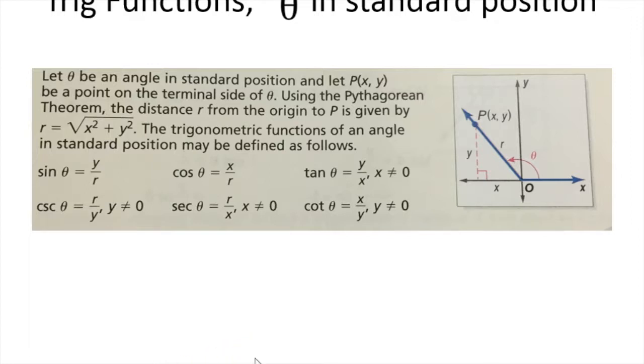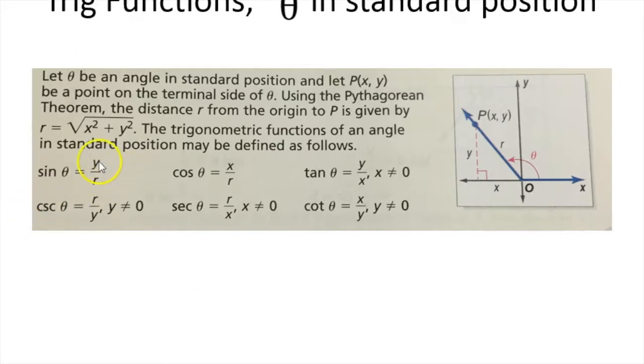So here is a chart that will be very helpful to you, talking about trig functions that are in standard position. Essentially it is using the Pythagorean theorem to find the distance from the origin on a graph to whatever point P you're looking for.